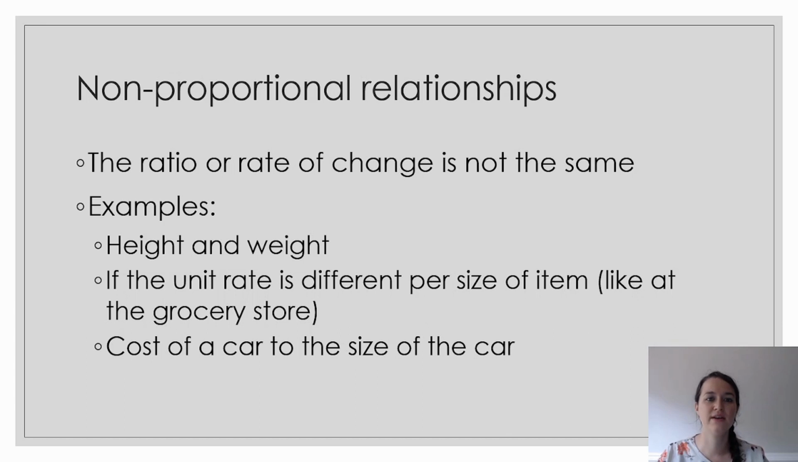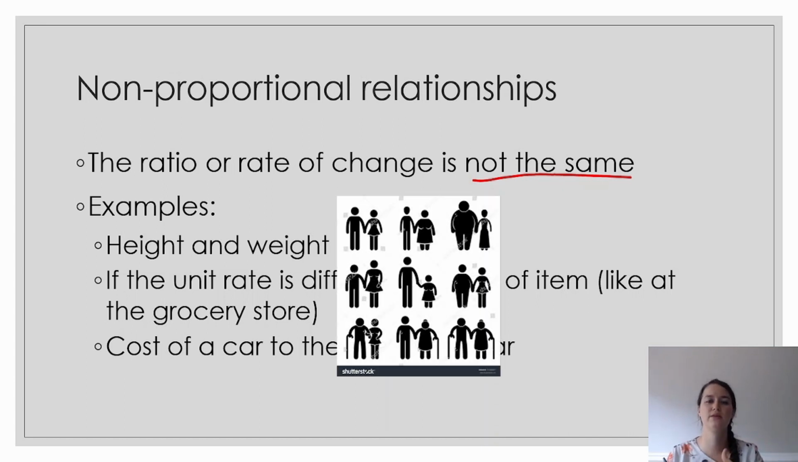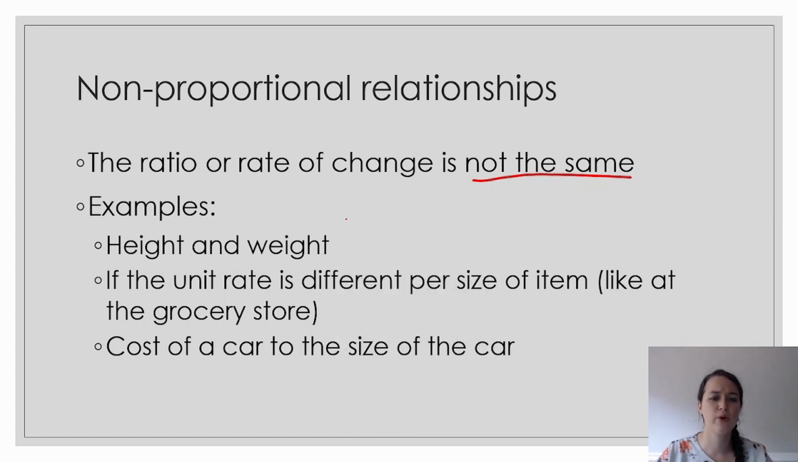So when you have a non-proportional relationship, that means a ratio or the rate of change is not the same. So things might increase at different speeds. One might increase and the other might stay the same. So examples would be height and weight. Like your height and your weight, they don't correlate. So just because maybe you're 5'3", that doesn't mean you're going to weigh this amount, because it's not a proportional relationship. Think of when babies are born, they're all different weights and they're all different lengths. So they don't go together all the time with one specific height matching to a certain weight.